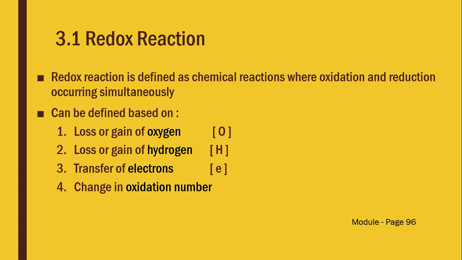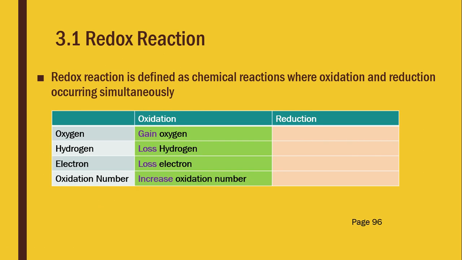Okay, so redox reaction can be defined in 4 terms. The first is the loss or gain of oxygen. The second, the loss or gain of hydrogen. The third one, the transfer of electron. And the last one, the change in oxidation number. So we will go through these one by one. For this lesson today we will go through until number 3. The second lesson, the next day, we will learn in terms of the change in oxidation number. You can refer in your module page 96.